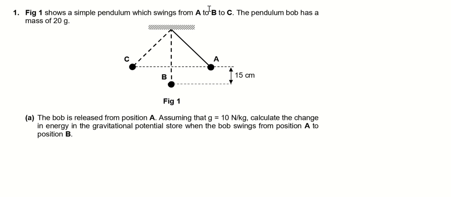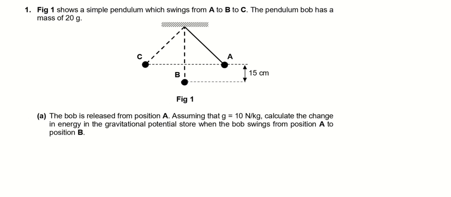Okay, so for this video, I'll be going through your work energy power tutorial, question 1. The question is as such. Figure 1 shows a simple pendulum which swings from A to B to C, A to B to C. The pendulum bob has a mass of 20 grams.